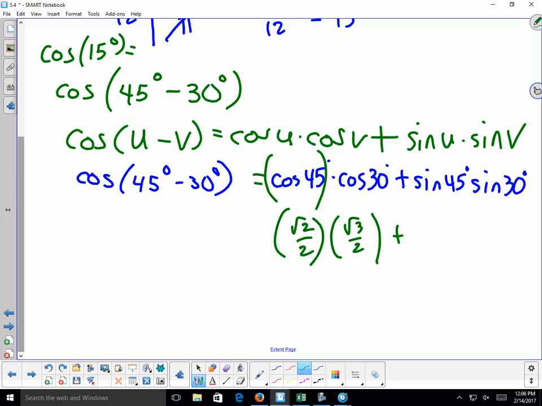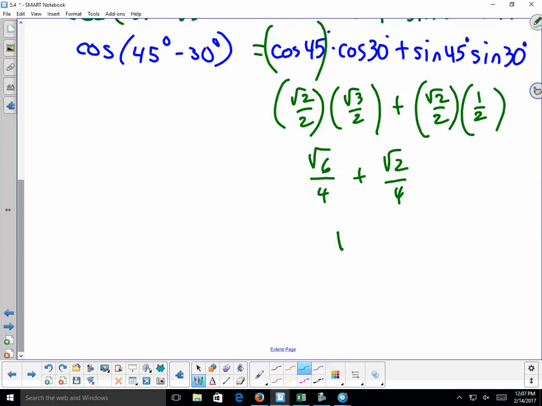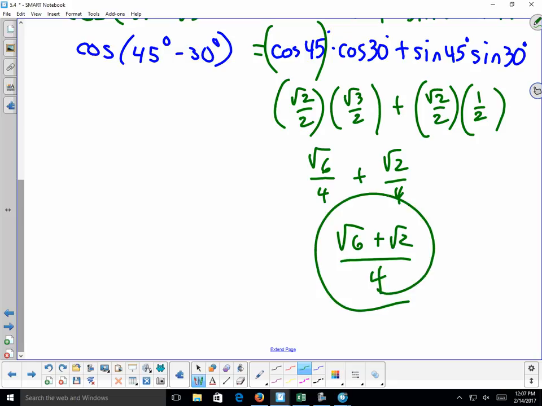And the sine of 45? And the sine of 30. Everybody agree with this? All right, and so here, by multiplying, I get square root of 6 over 4 and square root of 2 over 4. Can we say we're getting square root of 6 plus square root of 2 over 4 is our answer? Yep. Does it matter if it's like square root of 2 plus square root of 6? That's okay. That'll be the same. All right, questions on this one?